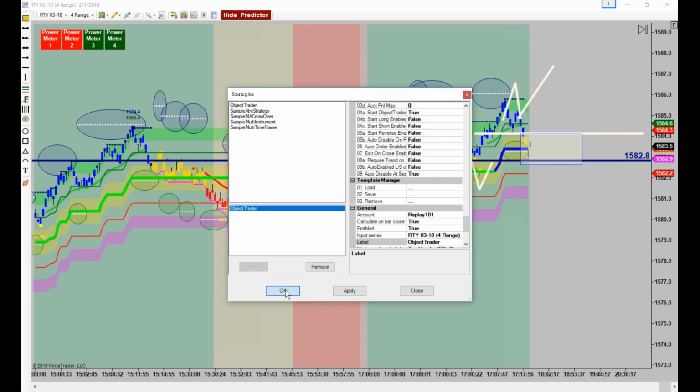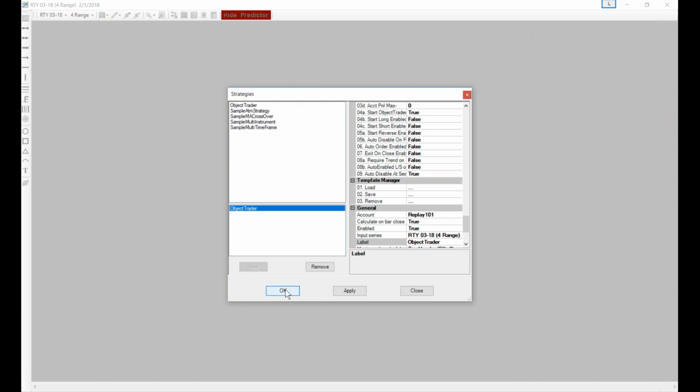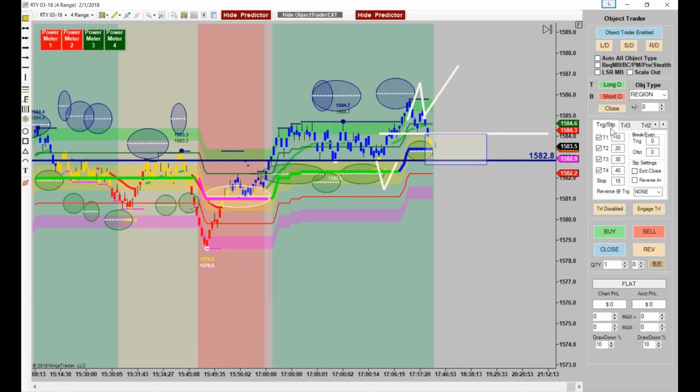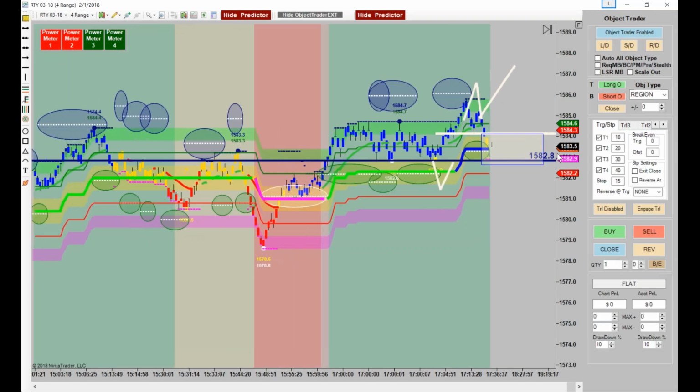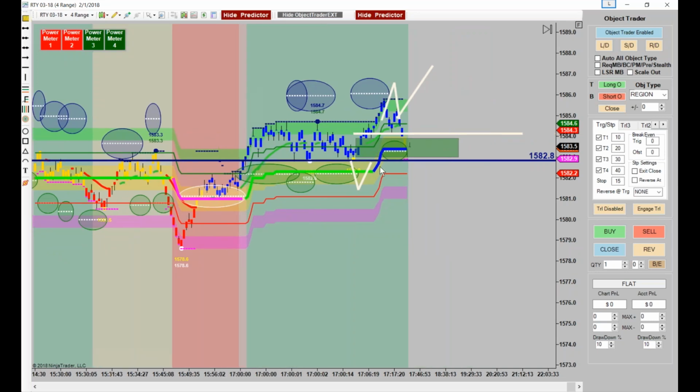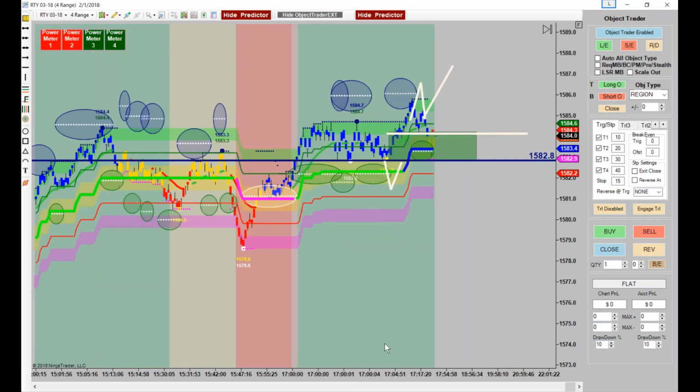We're in replay mode, so we'll just put Object Trader on the chart. We'll go ahead and take this box off, obviously, because it won't fire, but a region box will. Now, region actually likes to draw near little swings and things, so you can size it however you want. You could do something like this right here, okay?